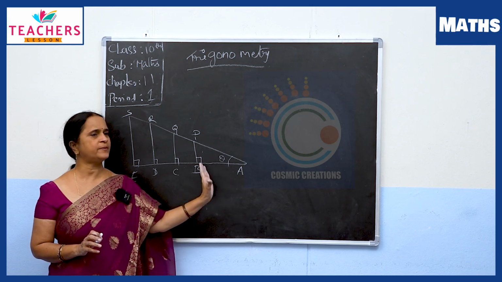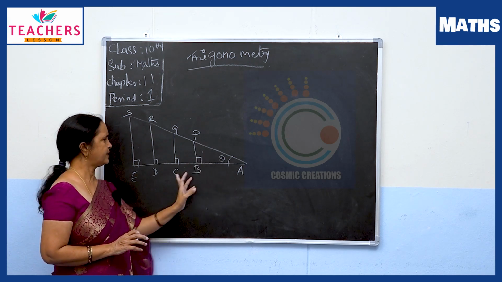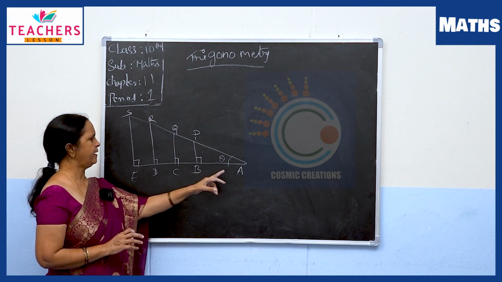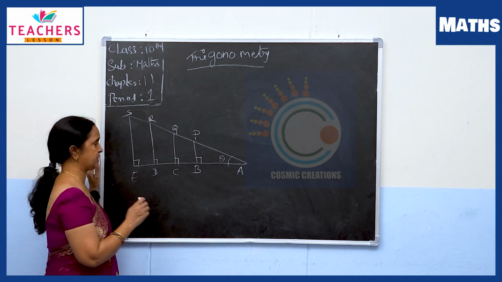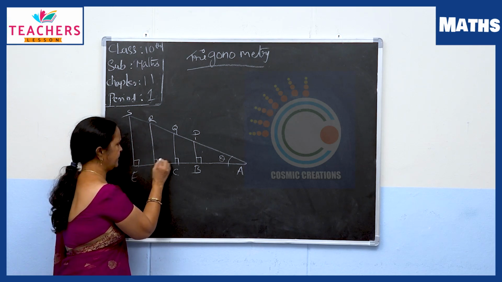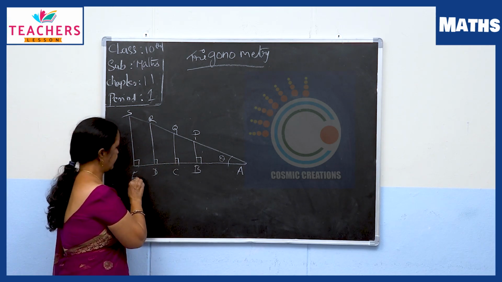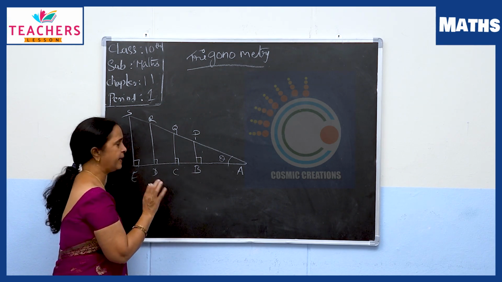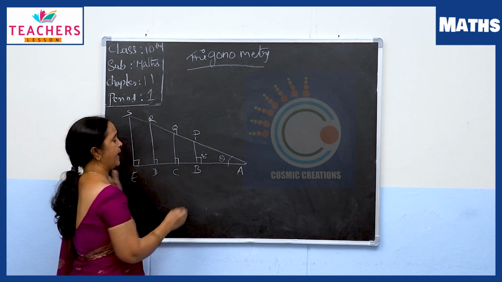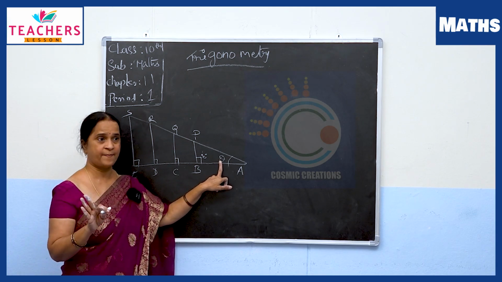How many triangles are formed here? ABP, ACQ, ADR and AES. 4. What are the types of these triangles we will see? You know, all the angles at A, D, E, C, B are 90 degrees. We know one angle, and the theta is common.